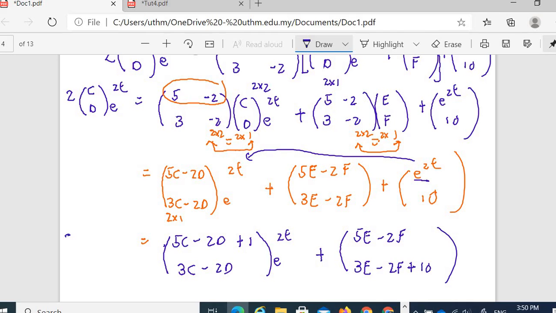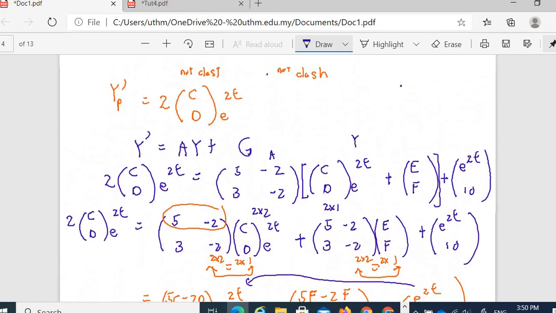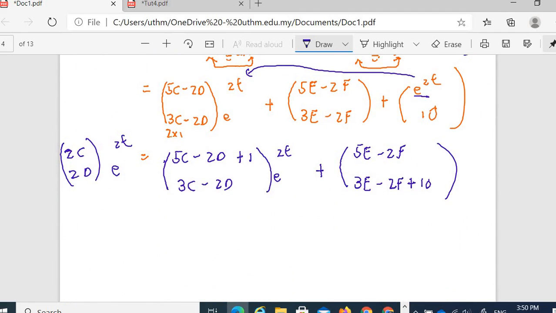And then you compare. Left side 2c, 2d, exponent 2t. Our purpose is to solve for what? C, D, E, F. So we should have 4 equations to solve 4 unknowns. First of all, I am going to compare the exponent 2t vector, left side and right side. For exponent 2t, I take the first row: 2c equals 5c minus 2d plus 1.